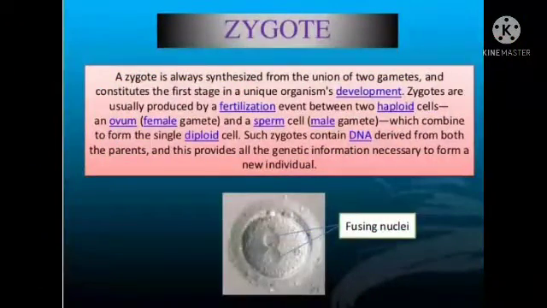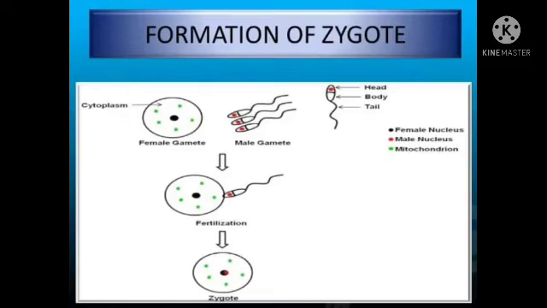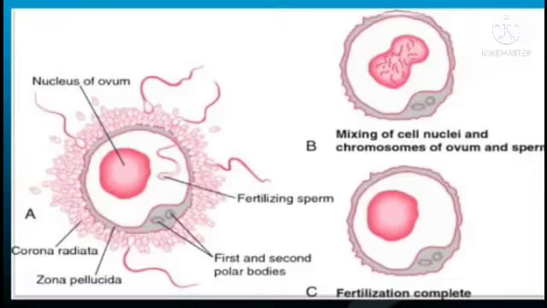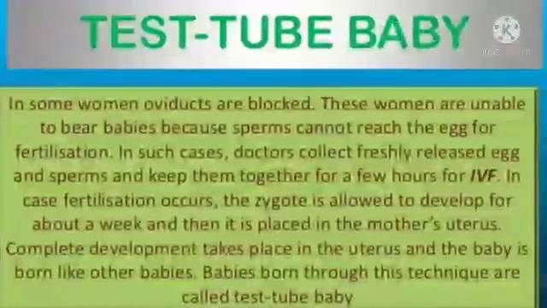Zygote. A zygote is always synthesized from the union of two gametes and constitutes the first stage in a unique organism's development. Zygotes are usually produced by a fertilization event between two haploid cells, an ovum and a sperm cell, which combine to form a single diploid cell. Such zygotes contain DNA derived from both the parents, and this provides all the genetic information necessary to form a new individual.